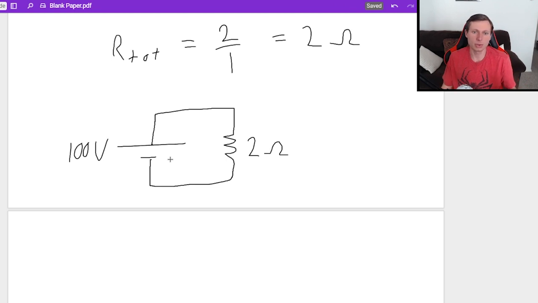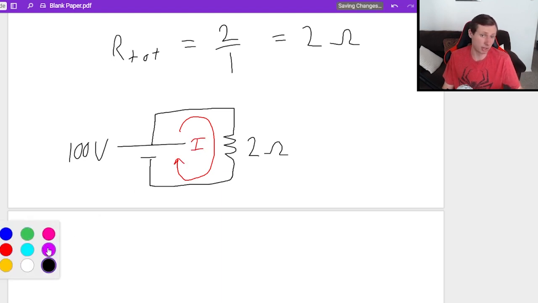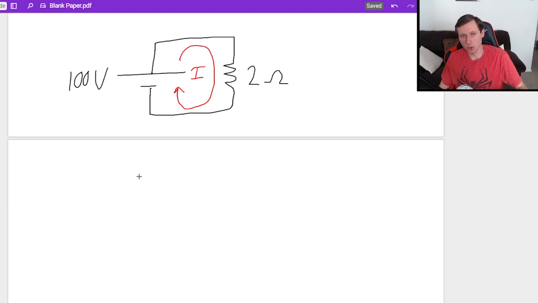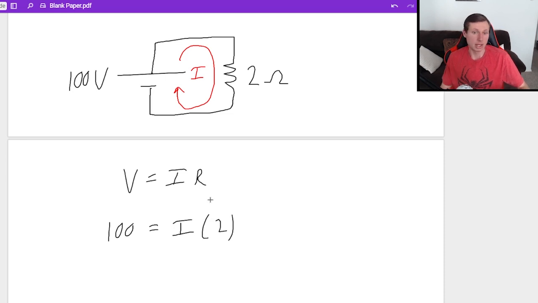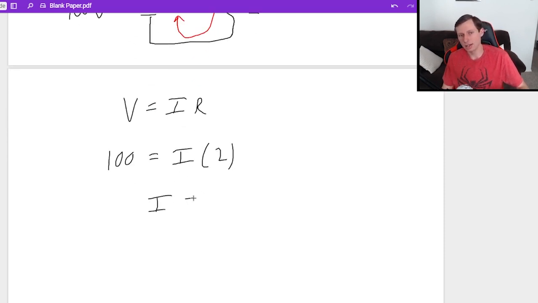And the reason why we do this is because now, again, I can find the current in the whole circuit, or at least the current coming out of the battery, which is different. And to find the current, I use Ohm's law. V equals I times R. 100 volts equals the current, which I'm solving for, times 2. It looks like the current I is going to equal 100 divided by 2, so 50 amps.